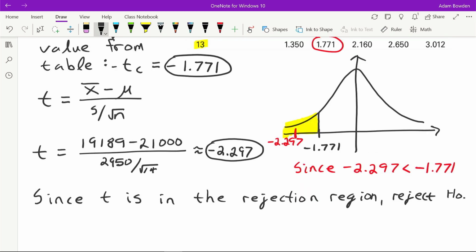And our interpretation of it is there's enough evidence at the 5% level of significance, or the 0.05 level, to reject the claim that the mean price of the used cars in the last 12 months is at least $21,000. There's enough evidence from the sample to reject that and probably make the claim that the mean average is actually less than $21,000.